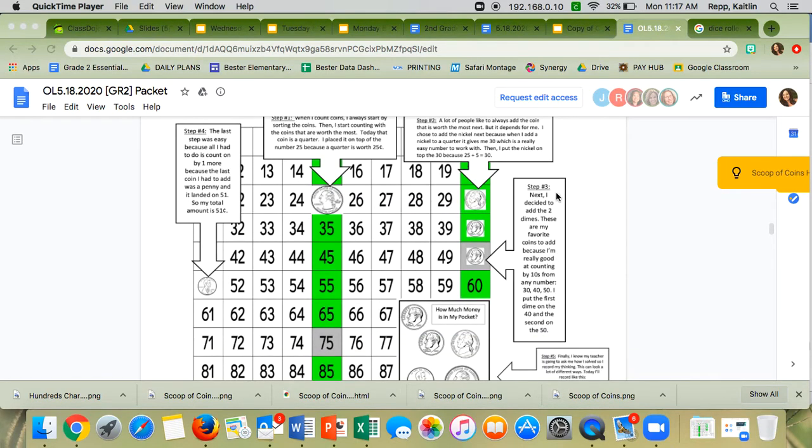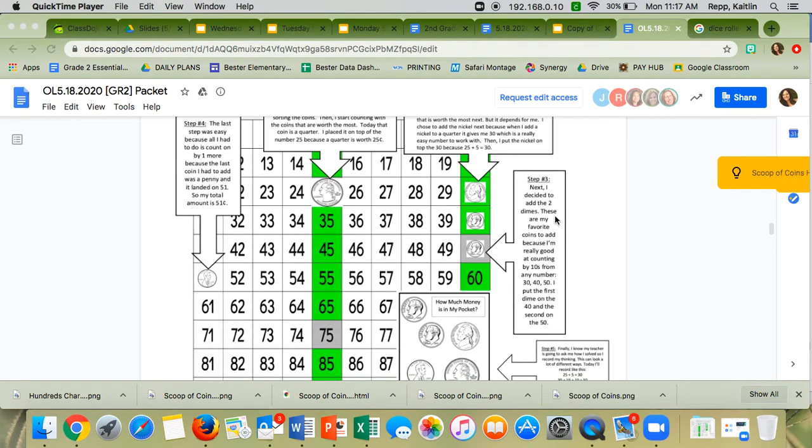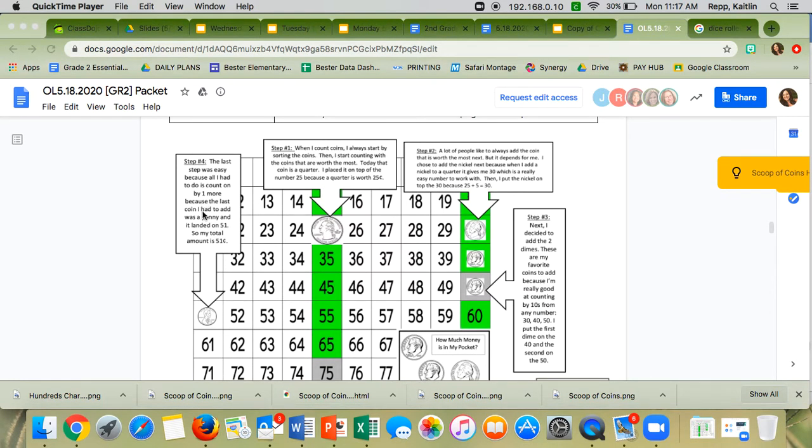Step 3. Next, I decided to add the 2 dimes. These are my favorite coins to add because I'm really good at counting by tens from any number. 30, 40, 50. I put the first dime on the 40 and the second on the 50. So dimes are really easy to count with. That's step number 3.